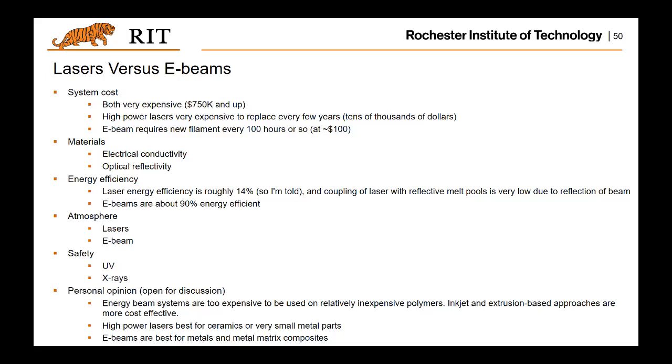There will be some safety concerns for both of the two processes. For example, UV light would be generated during the process for the laser-based approach, and X-rays will be generated for the electron beam based approaches. Both of them are hazards to human operators, and there need to be protections when people operate these processes.